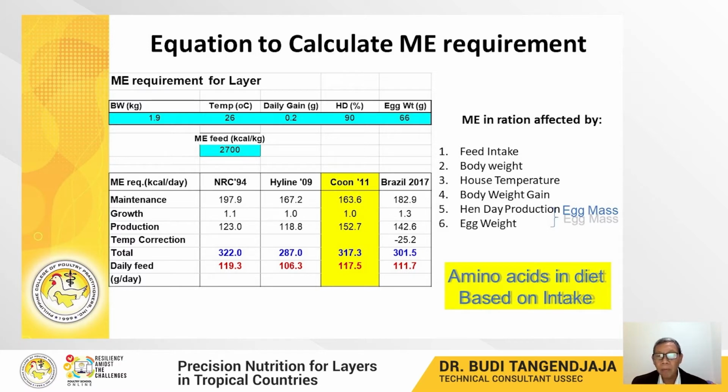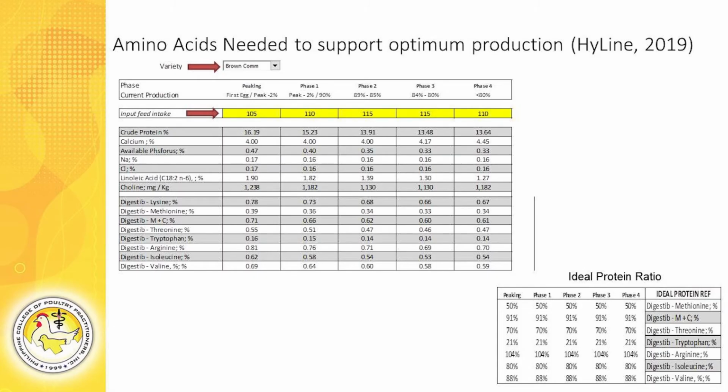Of course, after finishing with the energy, we have to know how much amino acid is in the diet. Again, the amino acid in the diet will be based on the intake. So we have to know how much the feed intake is in the laying house. So this is the proposal developed by the Hy-Line company, on how much amino acid for feeding layers.